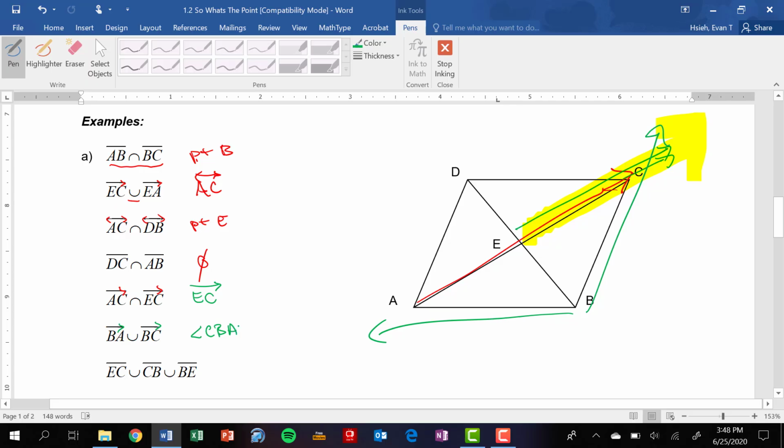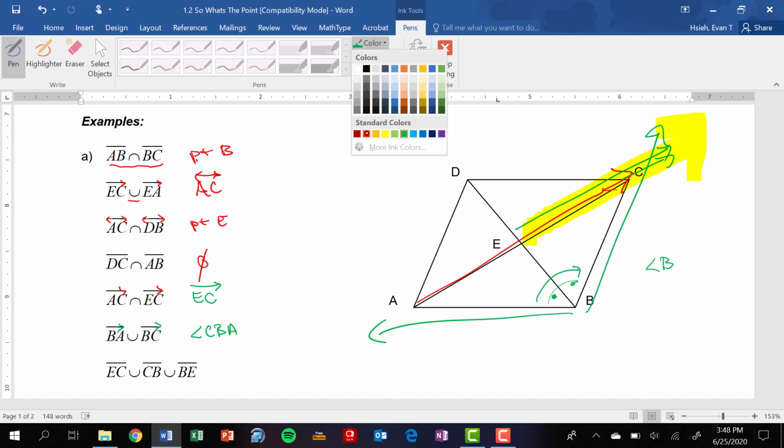And you can hopefully see why I chose to use 3 letters there, because at this angle here, if I said angle B, you wouldn't know if it's this angle, this angle, or the entire angle. Okay, an upside down smiley face.